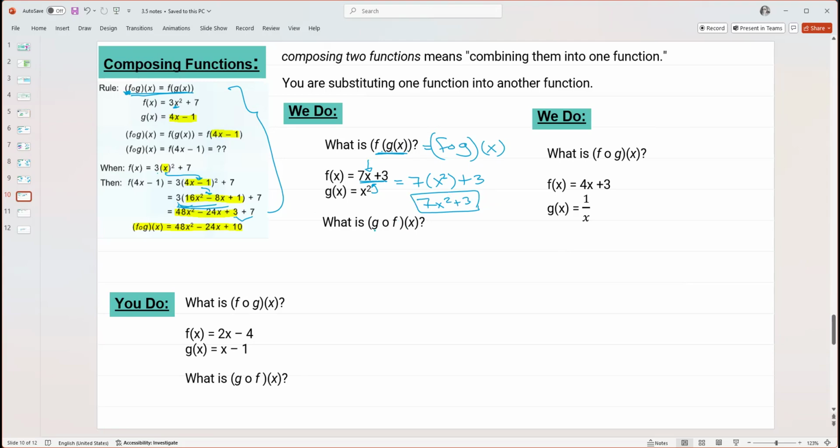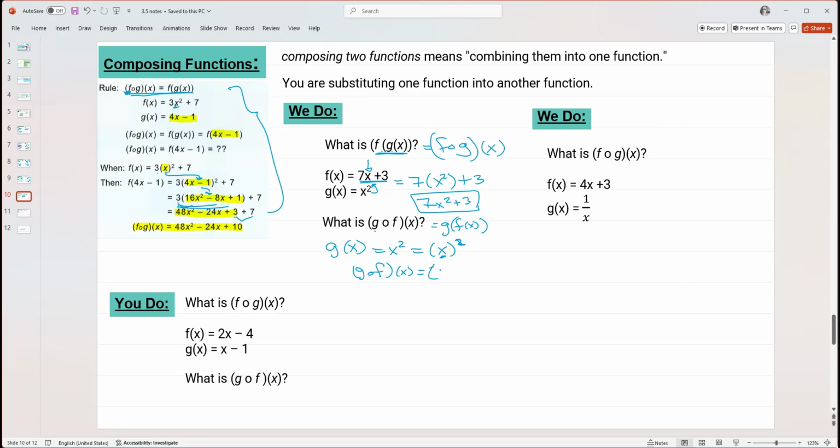So let's switch it around. What's g of f of x? So again, this is the same thing as g of f of x. So now you're taking your g function. So g of x was x squared. We're going to replace the x with 7x plus 3. So g of f. There we go. All right, so we're going to replace this x with our f function.